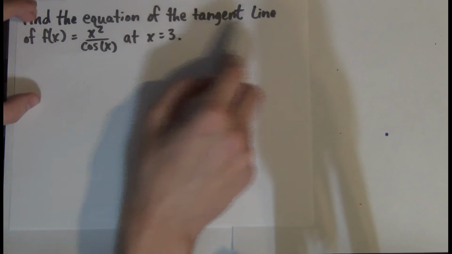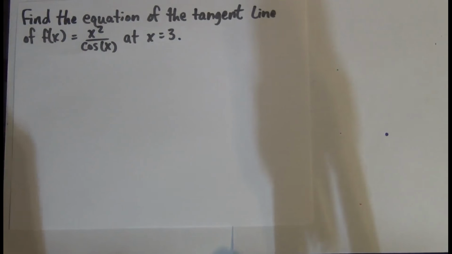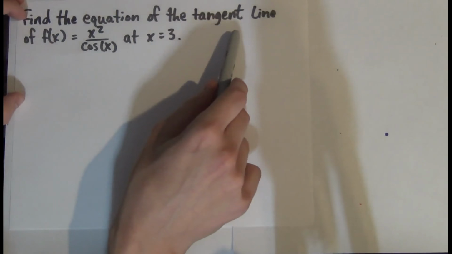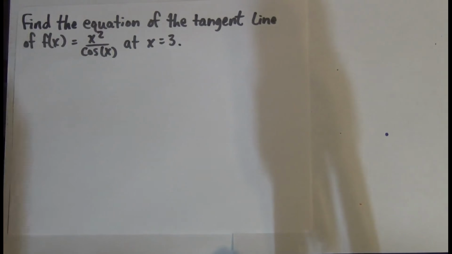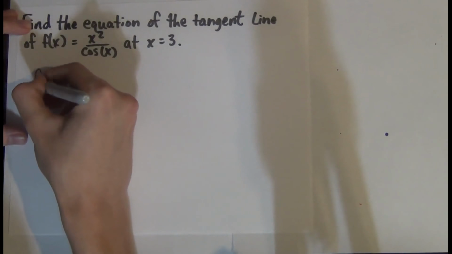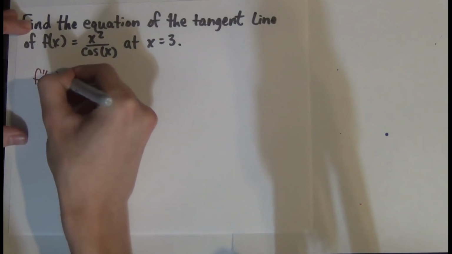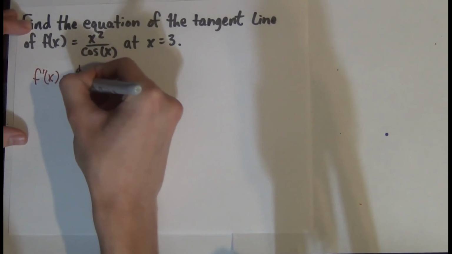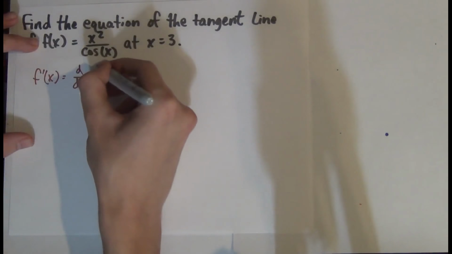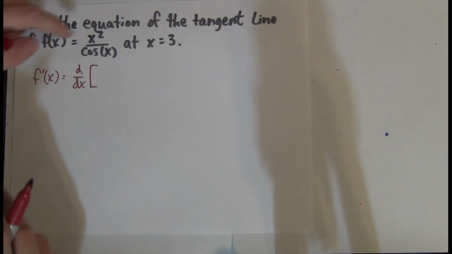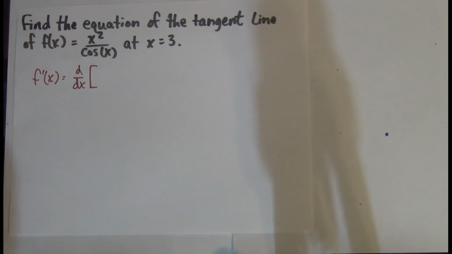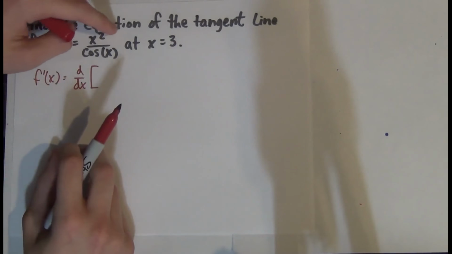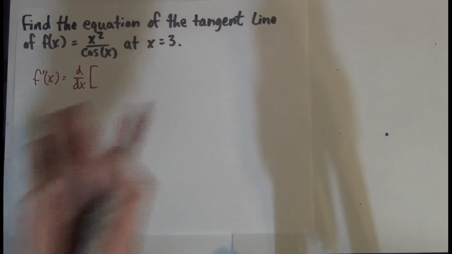Well, if I'm dealing with the tangent line, you know that you're going to deal with the derivative as something that's synonymous with slope. So the first thing I'm going to do is differentiate this function. If I want to find f prime of x, I'm going to be taking the derivative with respect to x, these mean the same thing, of this function. I'm going to rewrite this function. Instead of x squared divided by cosine of x, I'm going to realize that 1 over cosine of x is actually secant of x.